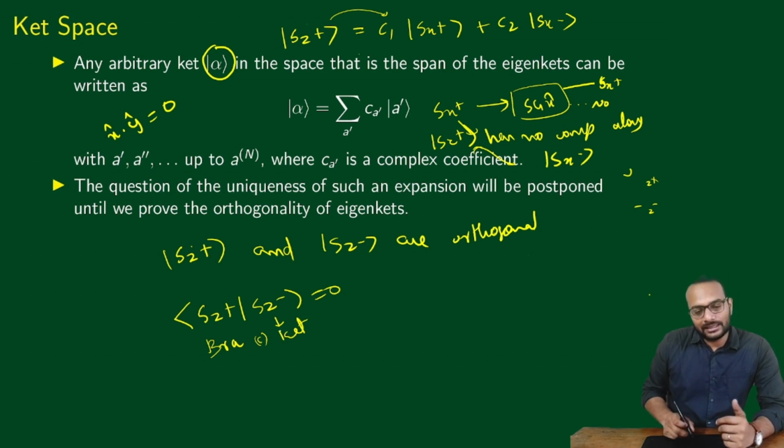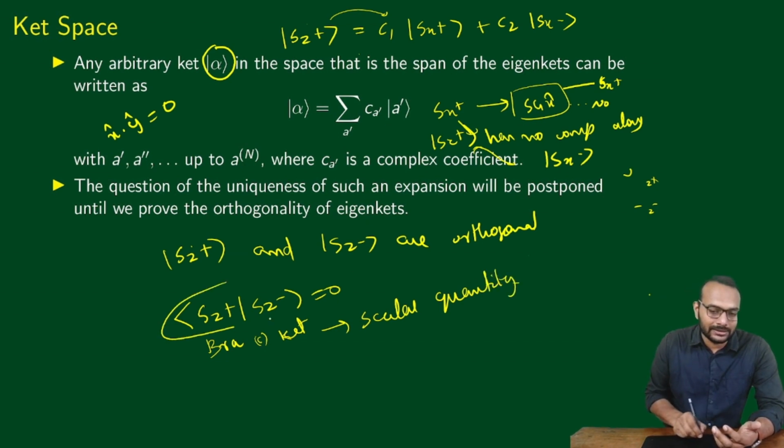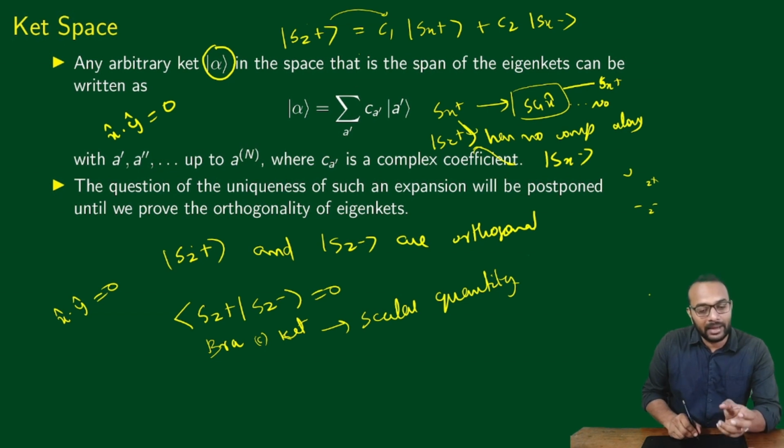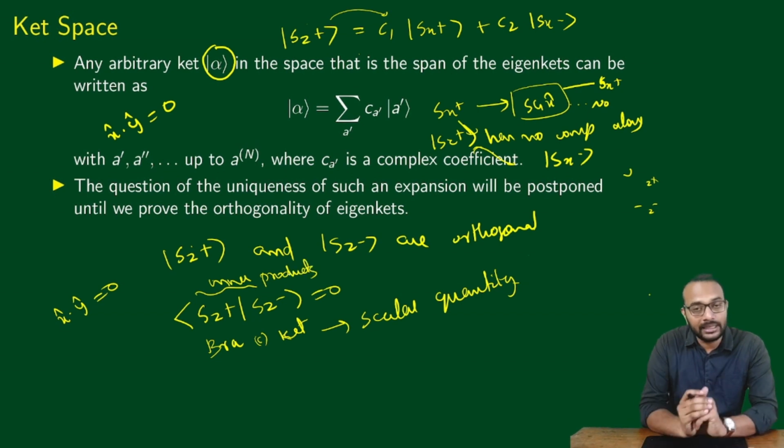I'll just give you the reason why we call these kets. A ket is actually a part of a bracket, and there's another part called a bra, and together they form a bracket, and a bracket is synonymous with the scalar quantity. Now, this is how we'll denote scalar products. Just as we say that if x hat dot y hat is 0, they are orthogonal, in the same way, if the bracket of Sz plus and Sz minus is 0, we say that they are orthogonal. This is how we'll denote the inner products, and these things I'll explain in detail in the next class.